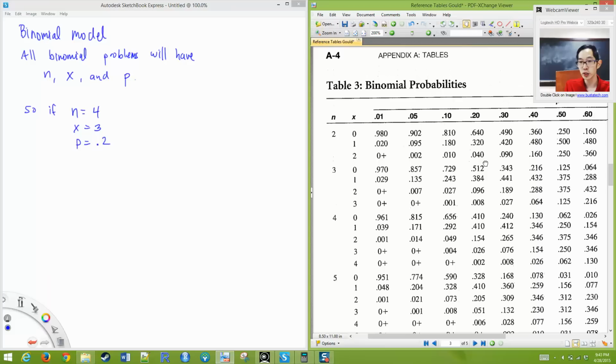Okay, so let's try another example. If n equals 5, x equals 2, and p equals 0.3, don't shout it out, but what is our answer? Think about it, don't shout it out. See if you can look that up.